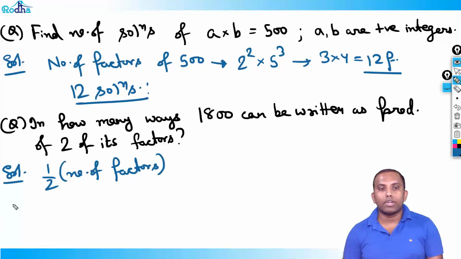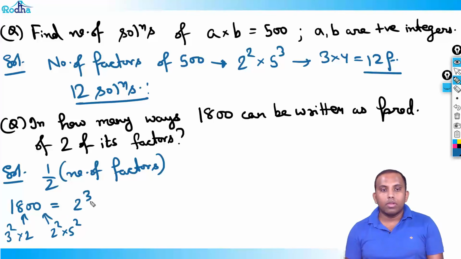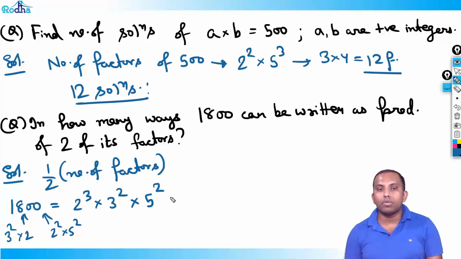So what is the number of factors of 1800? Break 1800. What is 1800? 18 into 100, right? What is 18? 3 square into 2. What is 100? 2 square into 5 square. So it will be 2 cube into 3 square into 5 square. How many factors for 1800? 4 into 3 into 3, total 36 factors.